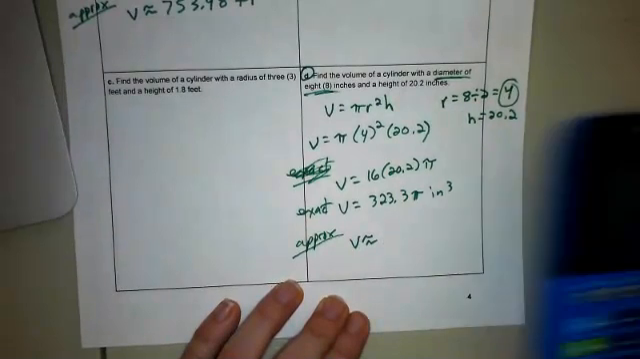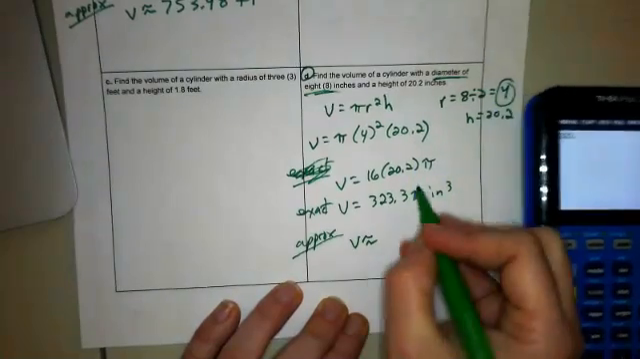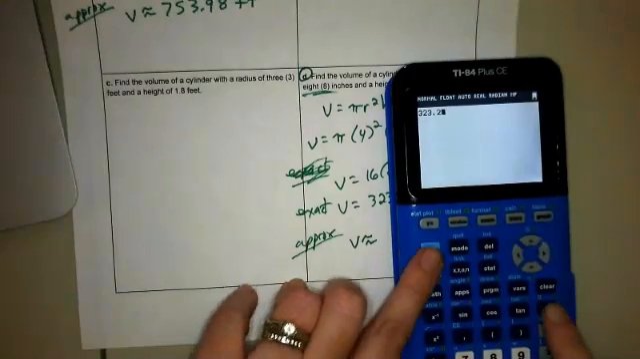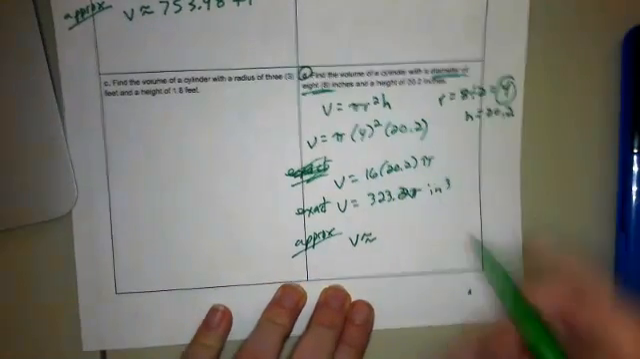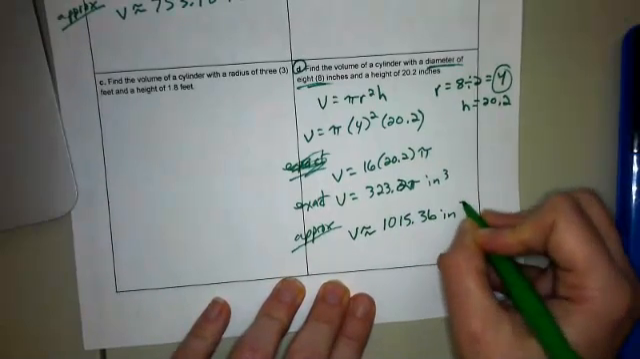And if I want my approx, I'm going to type that in my calculator. I'm going to get 323 point, oh, that's 0.2, I think. Sorry about that. 0.2 times pi, and I should get 1015.36, and that's inches cubed.